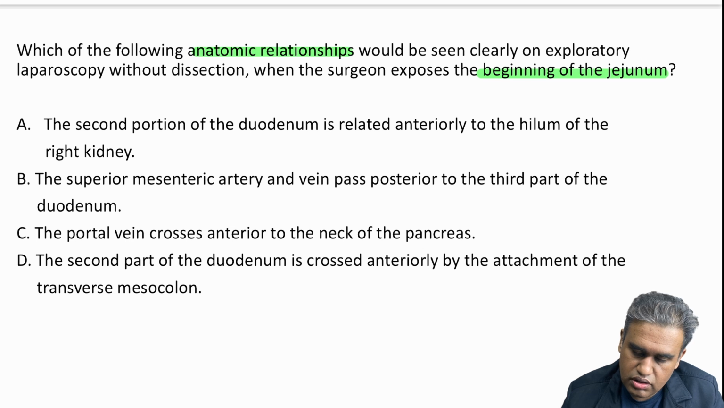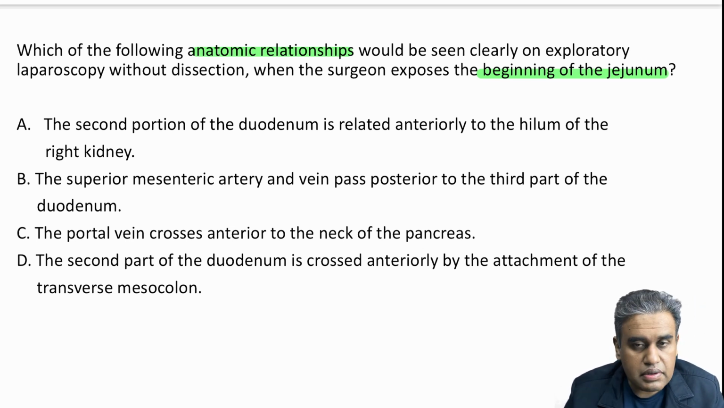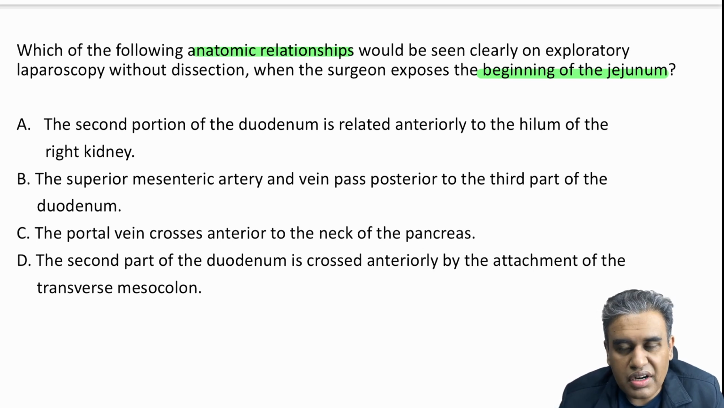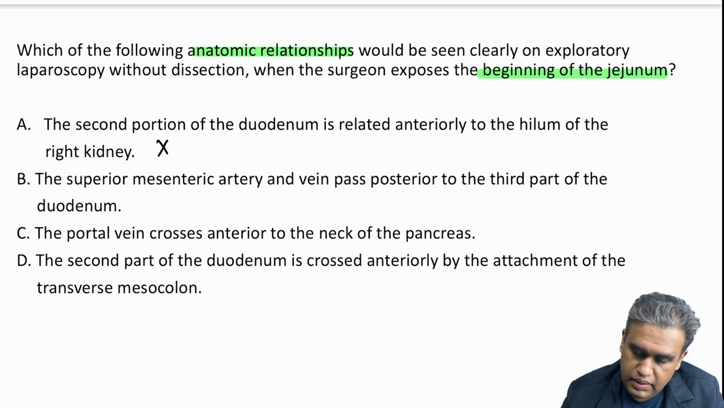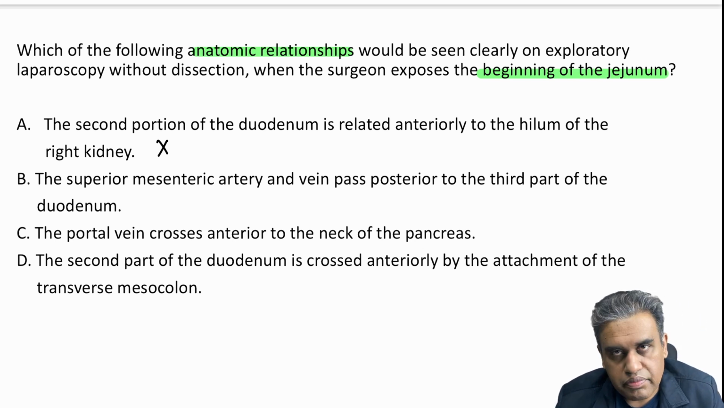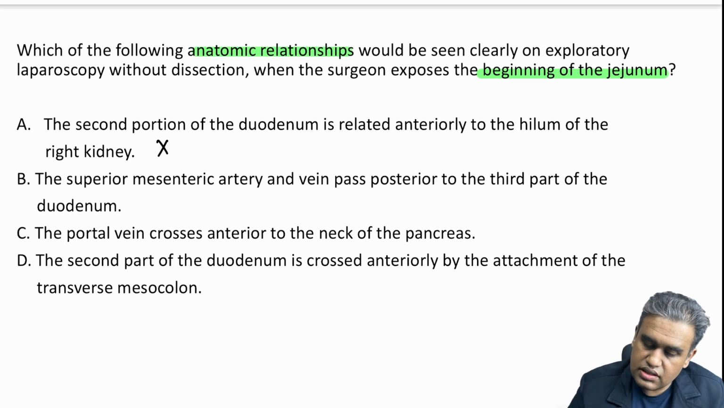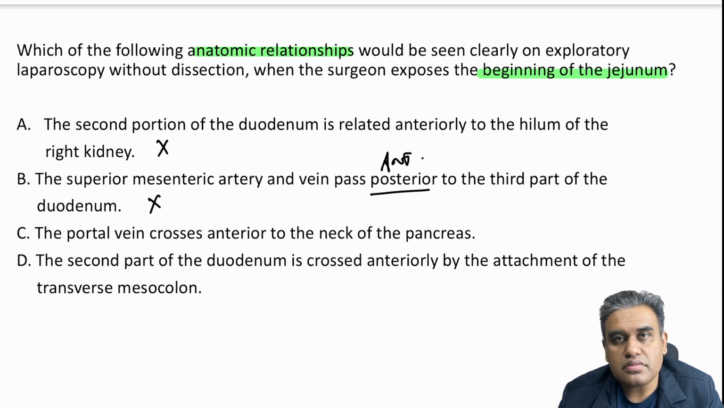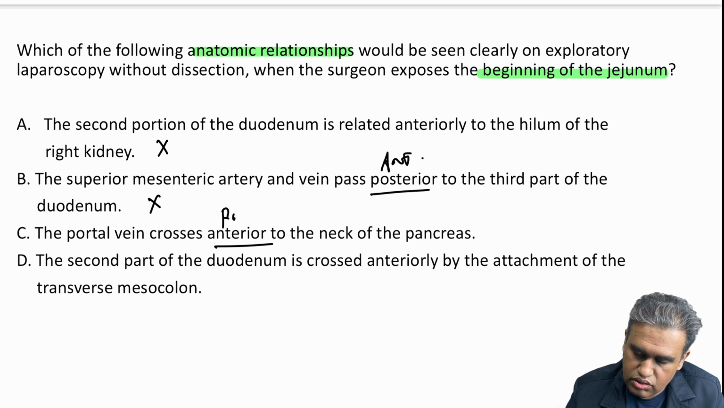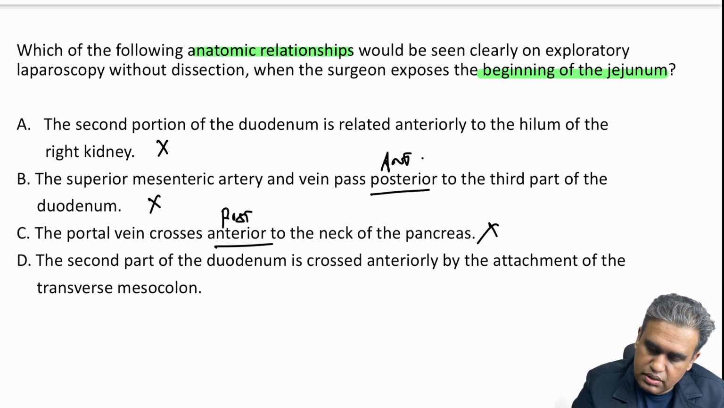Option A, the second portion of the duodenum is related anterior to the hilum of the right kidney. See, the statement is correct that the second portion of the duodenum is in front of the right kidney, but both the duodenum and the right kidney are retroperitoneal, so you won't be seeing the kidney directly. So it is right, but you won't be able to see it. The superior mesenteric artery and vein pass posterior to the third part of the duodenum. We will subsequently see that these two structures don't pass posterior, but they pass anterior to the third part of the duodenum. So the statement itself is wrong. The portal vein crosses anterior to the neck of the pancreas. The portal vein is formed posterior to the neck of the pancreas. So again, we come to the answer. Answer has to be option number D.